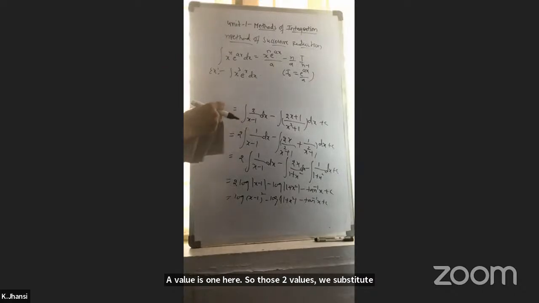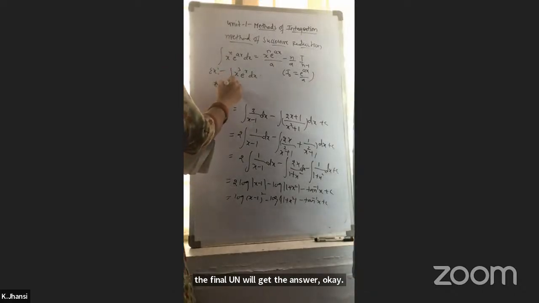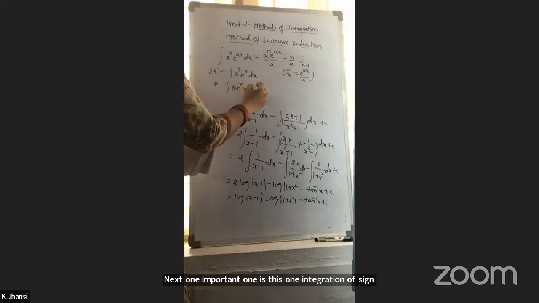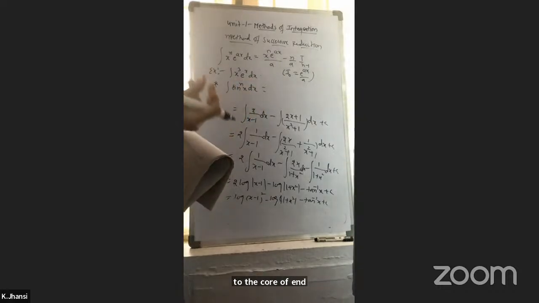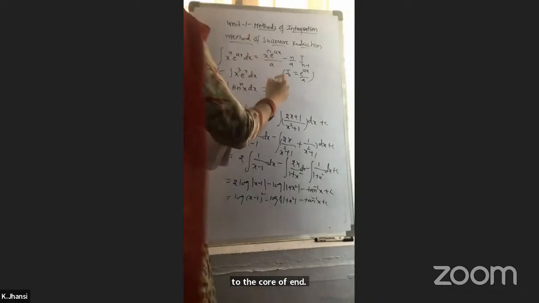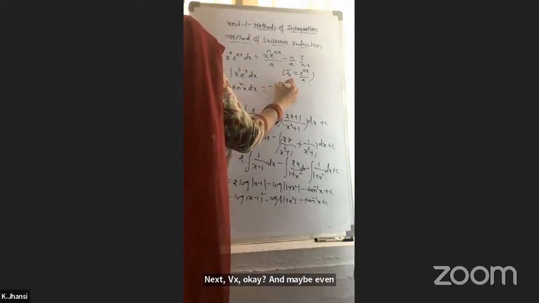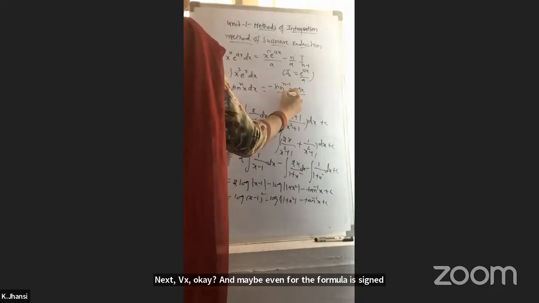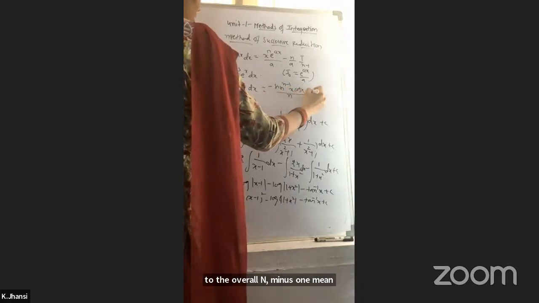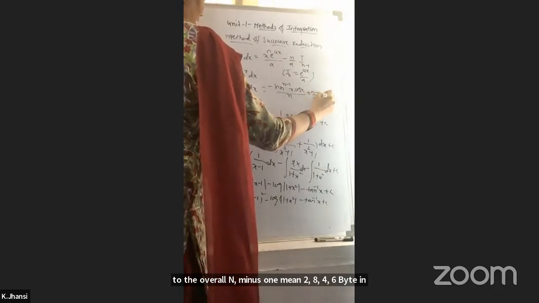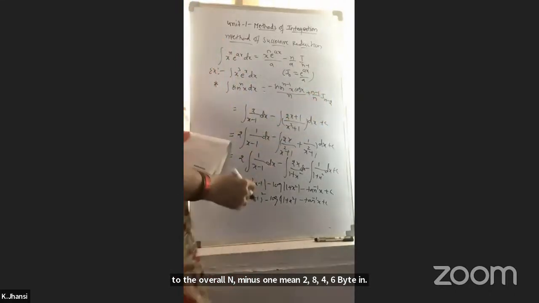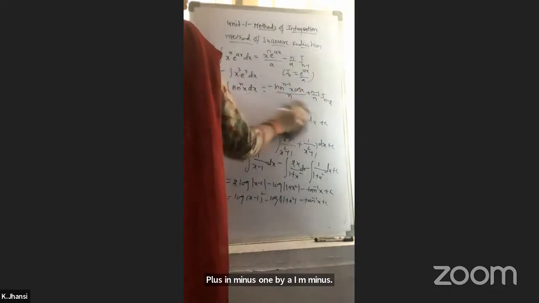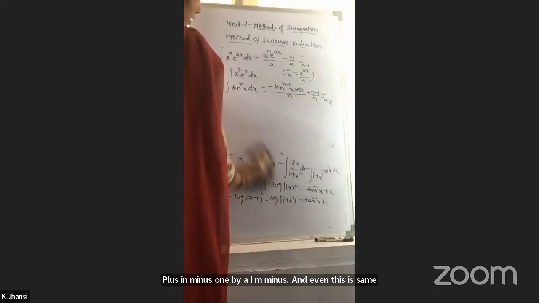Okay. Next one, important one is this one, integration of sine to the power of n x dx. Okay, n may be even values or odd values, anything. So the formula is sine to the power of n minus 1 into x cos x by n plus n minus 1 by n I n minus 2. Okay. And even this is the same for the cos also. Cos to the power of n dx, you'll get the same one.